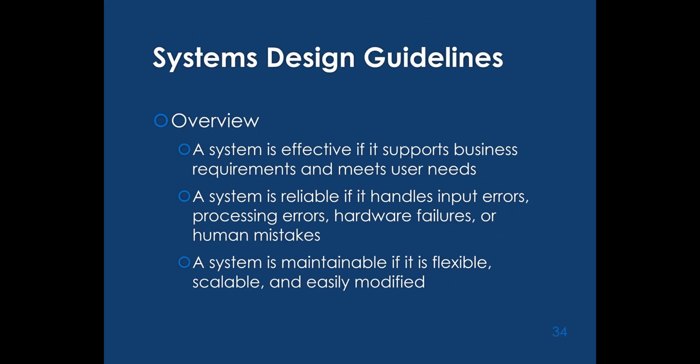So when we have to design the system, the first part is the overview. A system is effective if it supports business requirements and meets user needs. A system is reliable if it can handle input errors, processing errors, hardware failures, or human mistakes. A system is maintainable if it's flexible, scalable, and easily modified.